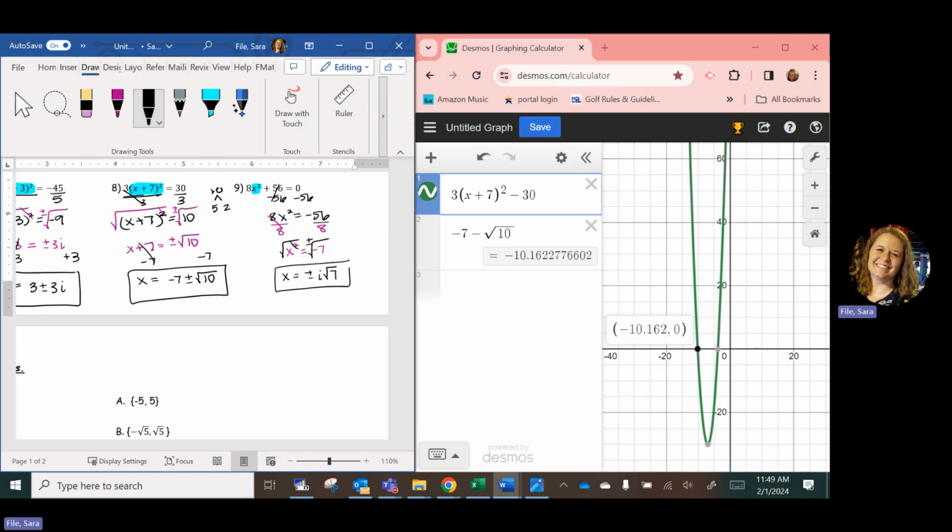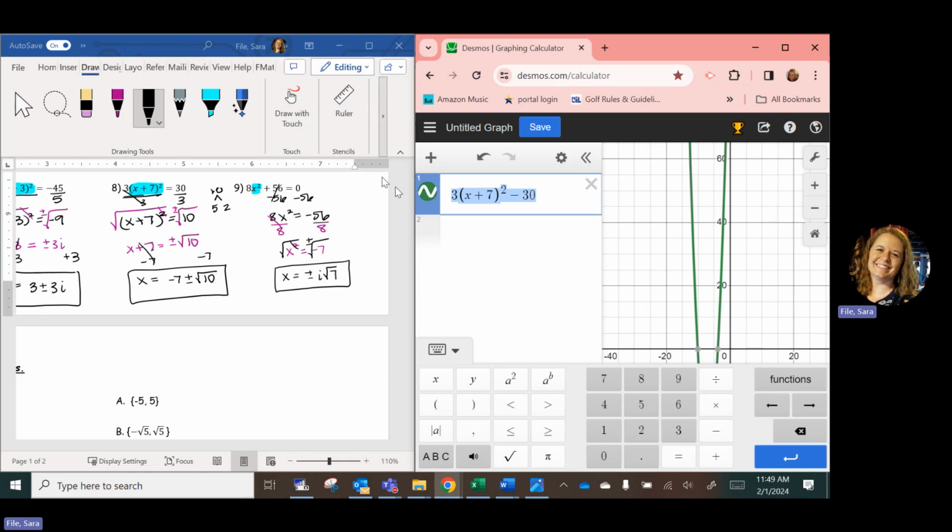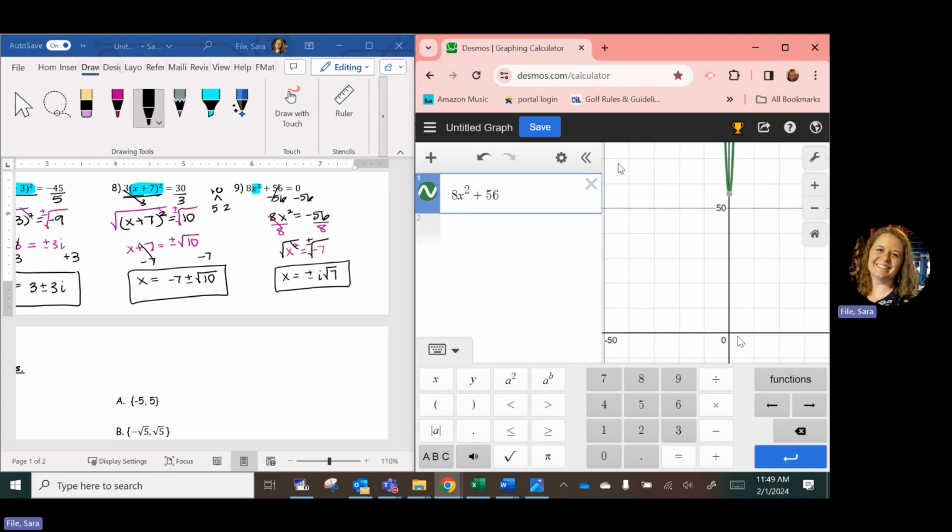So positive or negative i root 7. I know 7 is prime, so I don't even bother trying the factor tree. There's no factors of 7 besides 7 and 1. But if I came over here and tried to check that, I get 8x squared plus 56 typed in. I can see it never crosses the x-axis, so that tells me it's imaginary. So that confirms that we should have gotten an imaginary solution.